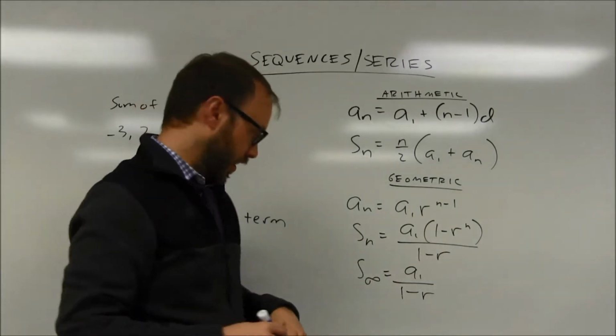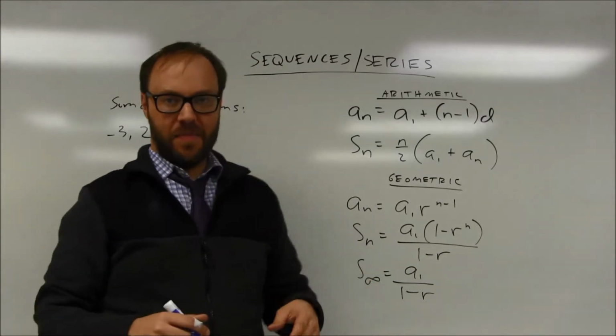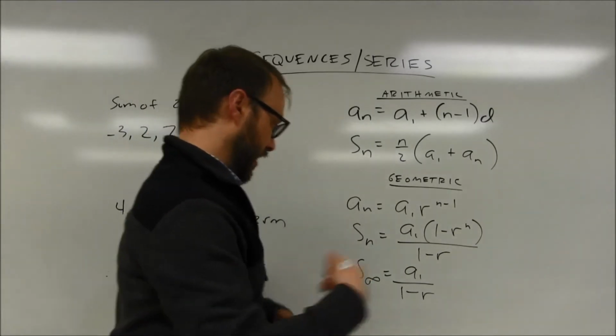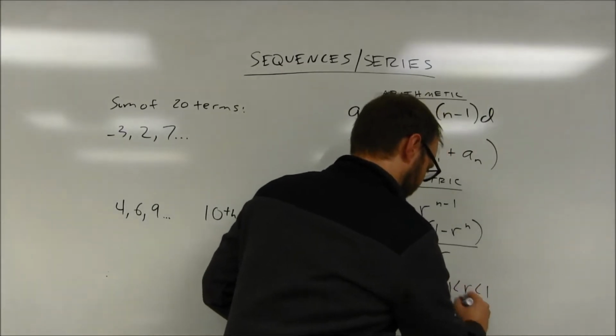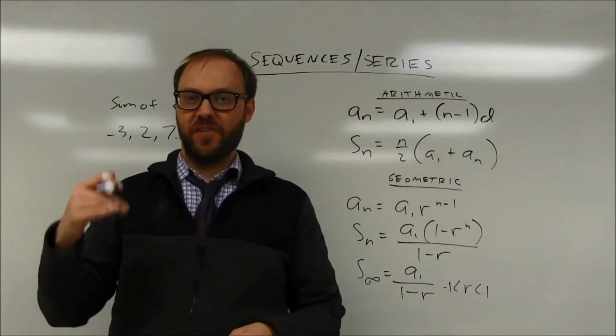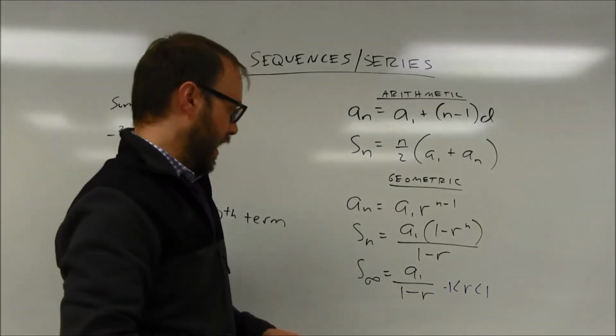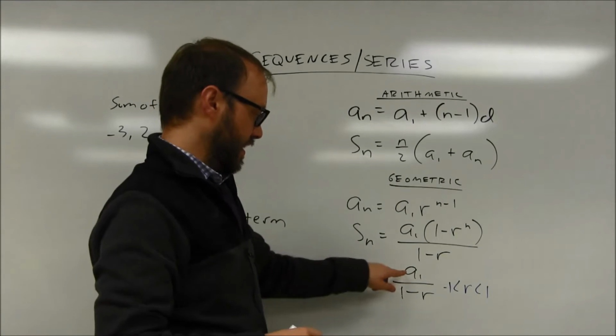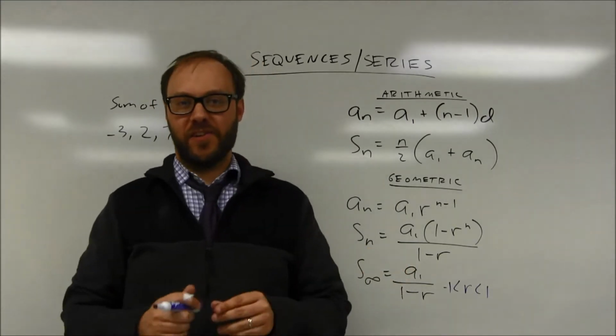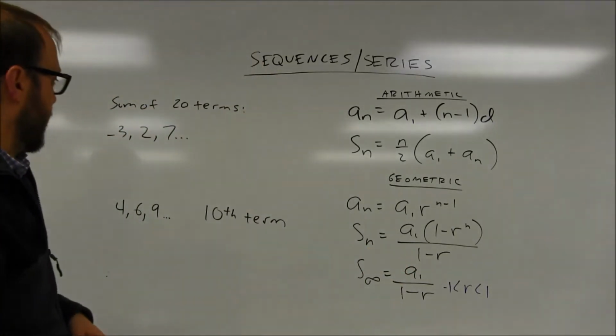For the sum of infinitely many terms, you do have to be careful here, this only works if r is between 1 and negative 1. You've got to have terms that are decreasing, approaching 0. But if you want the sum of infinitely many terms of a decreasing series, you can take the first term divided by 1 minus the common ratio. So anyway, let's run through a couple of examples here real quick.